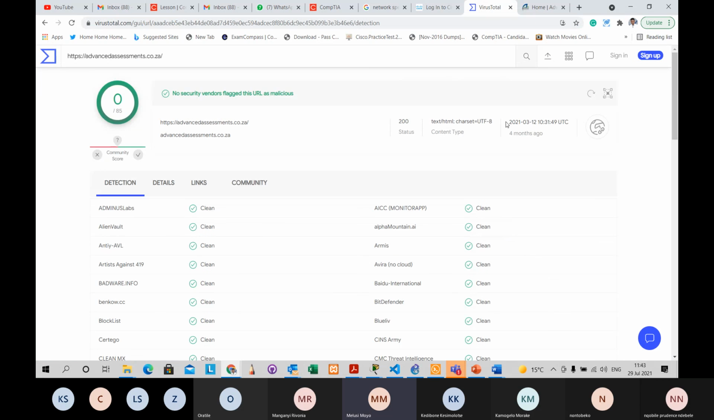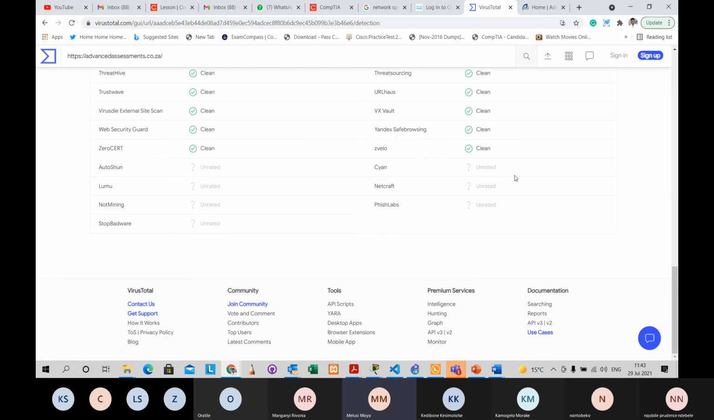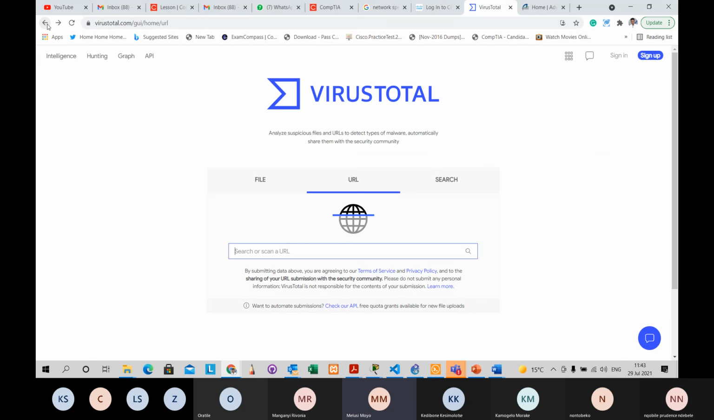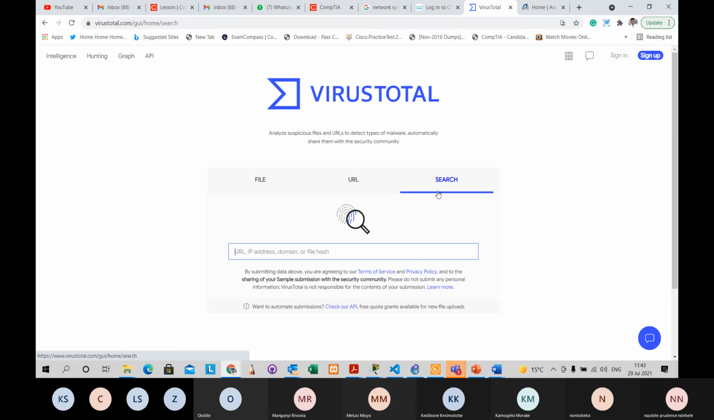Information about the links, and what the community is saying about this, you can get that information there. So this one comes in handy when you don't have an antivirus. Let me check something. On search, you can also search for an IP address that you don't trust, if you're not sure what an IP address is. So this is the tool that you can use to test different applications on your computer before you even install them.